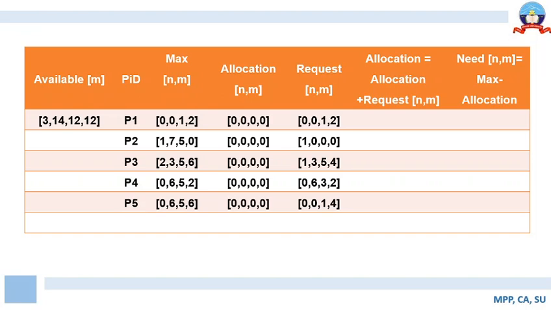So P1 requests for 0, 1, 1, 2 instances of R1, R2, R3, R4 respectively. P2 requests for 1, 0, 0, 0 instances. P3 requests for 1, 3, 5, 4 instances. P4 requests for 0, 6, 3, 2 instances of resources R1, R2, R3, R4 respectively. Likewise, P5 makes a request for 0, 0, 1, 4 instances of resources R1, R2, R3, R4 respectively, from whatever is the maximum requirement of that particular process, right?